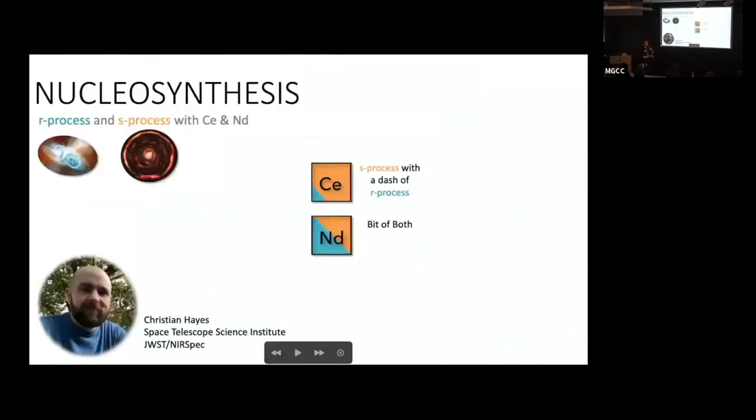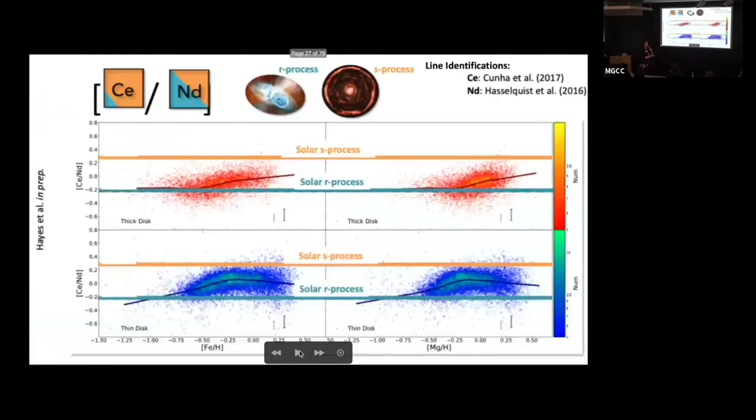Okay. We can also start to look at cerium and neodymium because they're s-process and r-process. They're actually a little bit of both, but you can play with it. And this is work that Chris did before starting at Space Telescope, where he basically did a second thesis during the pandemic. He measured all these things independently. And so you can make plots like this, where you're comparing cerium to neodymium against iron.